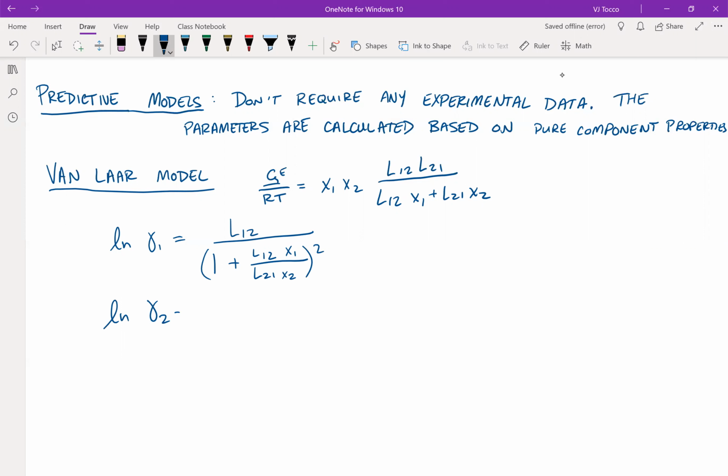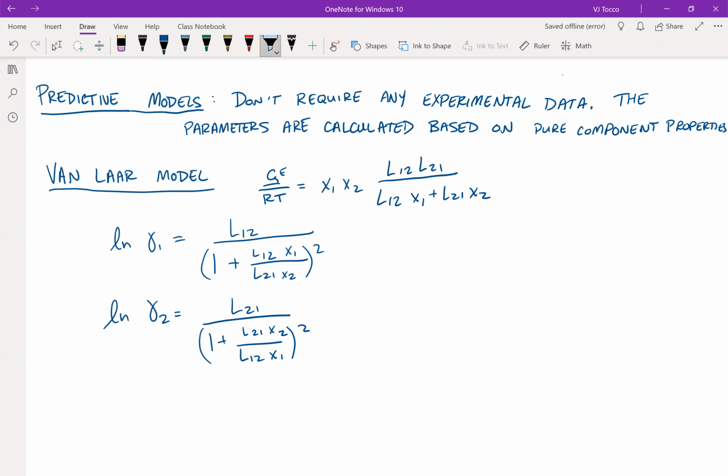And ln of gamma 2, most of the time in these activity coefficients, you can figure out what they are just by flipping it. So instead of L12 there, it's L21 in the top. And then 1 plus L21 x2 divided by L12 x1. And that's all squared.